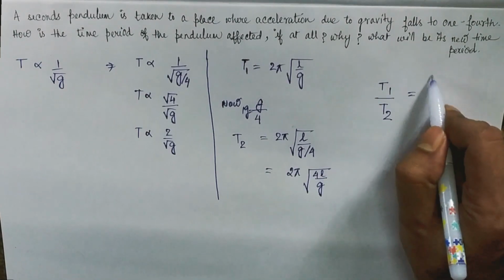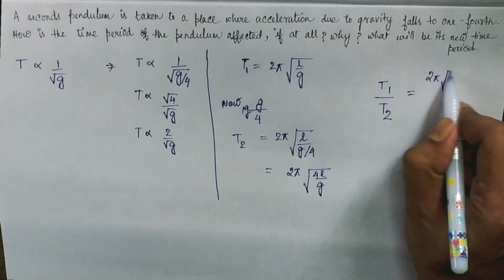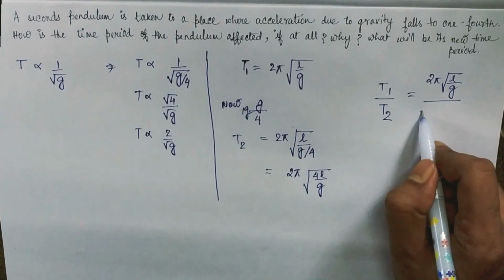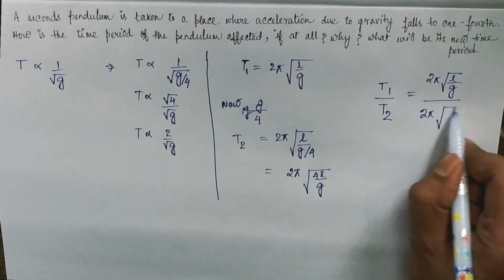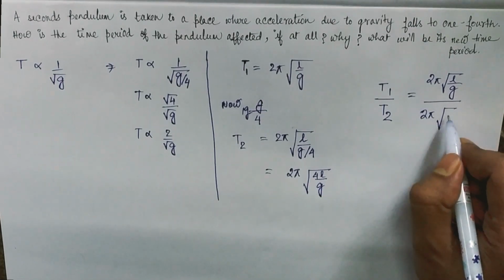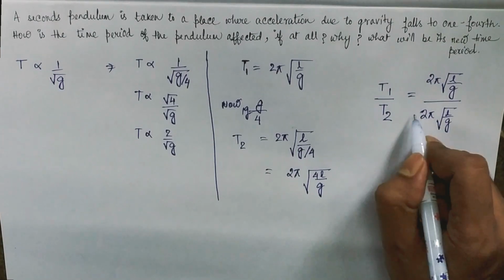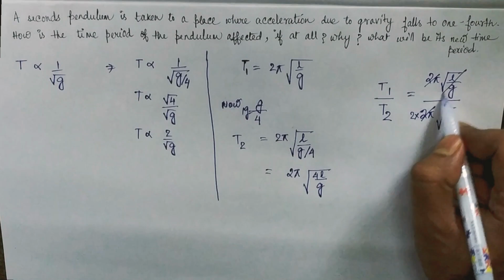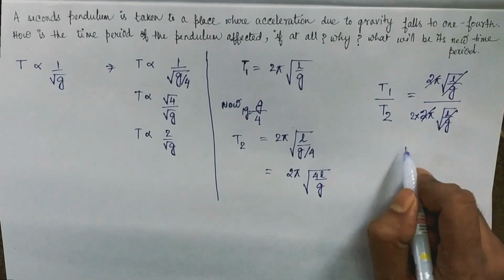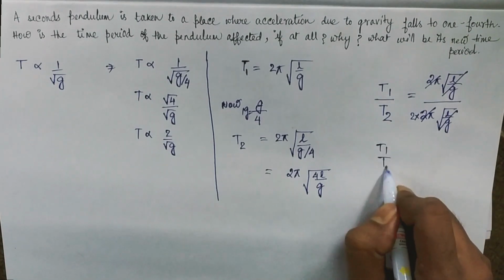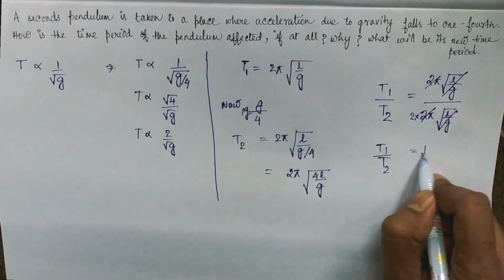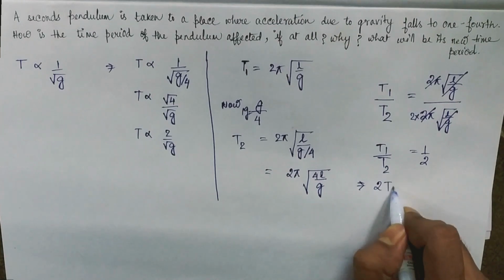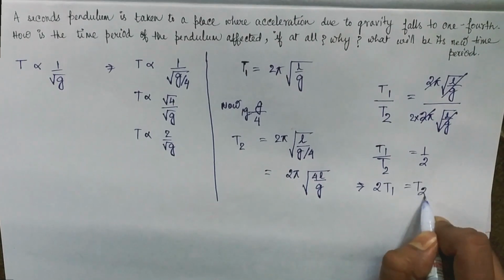So what we have now, in place of T1, let us write the value of T1, 2 pi root L by g, and in place of T2 let us write the value 2 pi root over of 4L by g. Now 4 is inside the square root, so when 4 comes out, it will come as 2. Now 2 pi will get cancelled, root L by g will get cancelled. So we are getting T1 by T2 equal to 1 by 2. Now this 2 will go to the numerator, so 2T1 equal to T2.